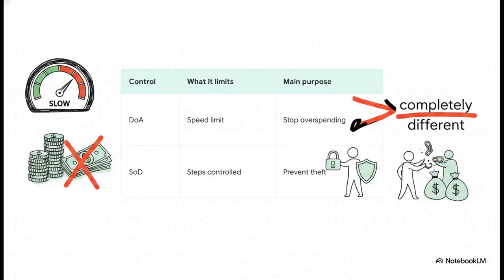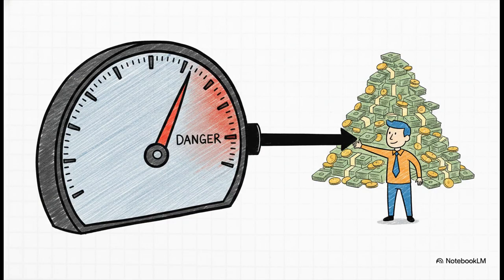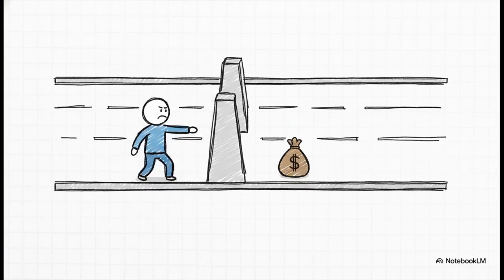Now, freshers often confuse SOD with Delegation of Authority, or DOA. They do totally different jobs. DOA is the speed limit. It stops a junior buyer from blowing a whole crore. But SOD, that's the lanes on the road. It stops them from paying themselves a single rupee.